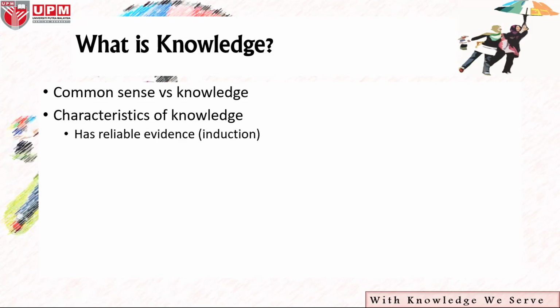So, characteristics of knowledge. It must be reliable evidence. It must come from reliable evidence. Reliable evidence. It has a reliable theory. By the way, what is theory? What is theory?